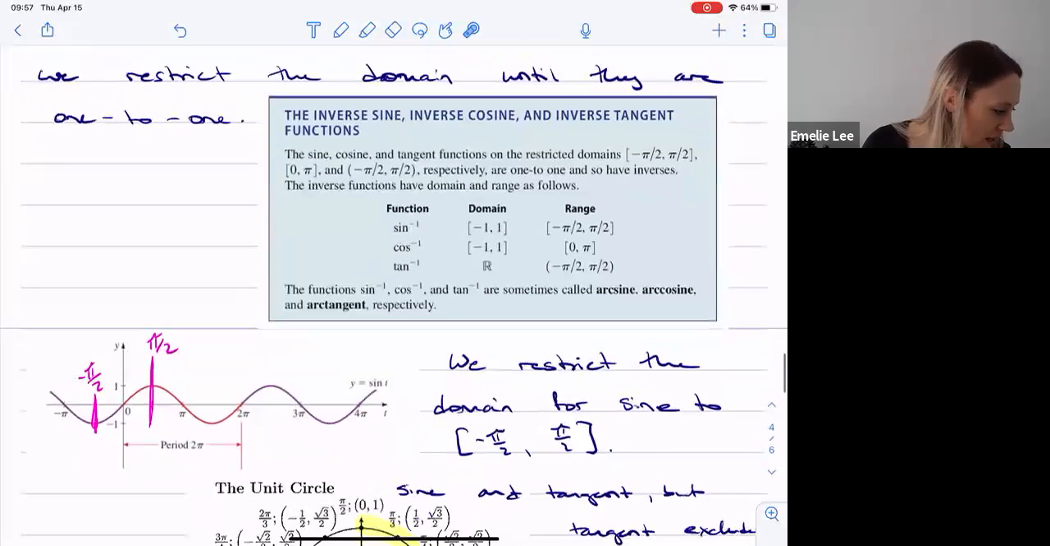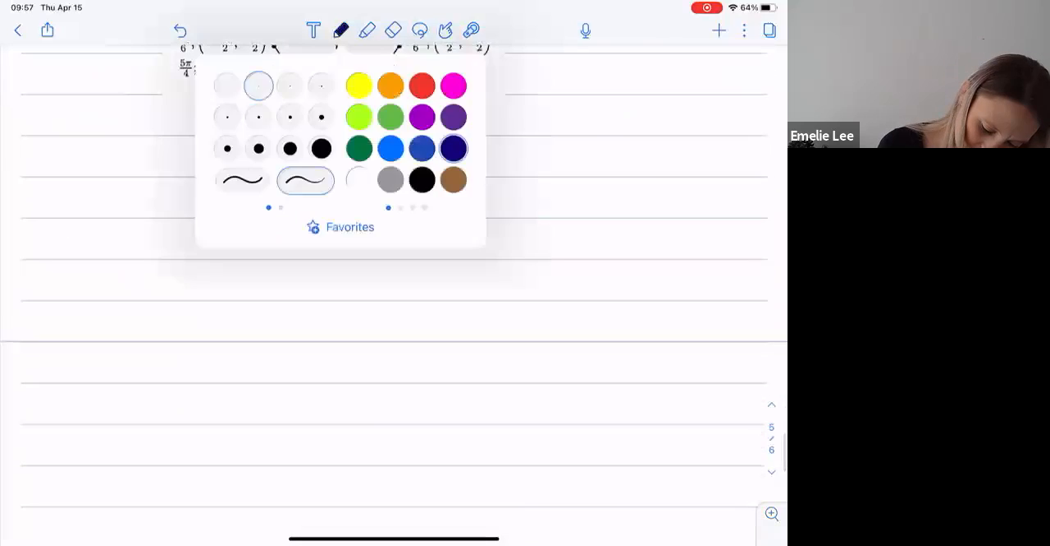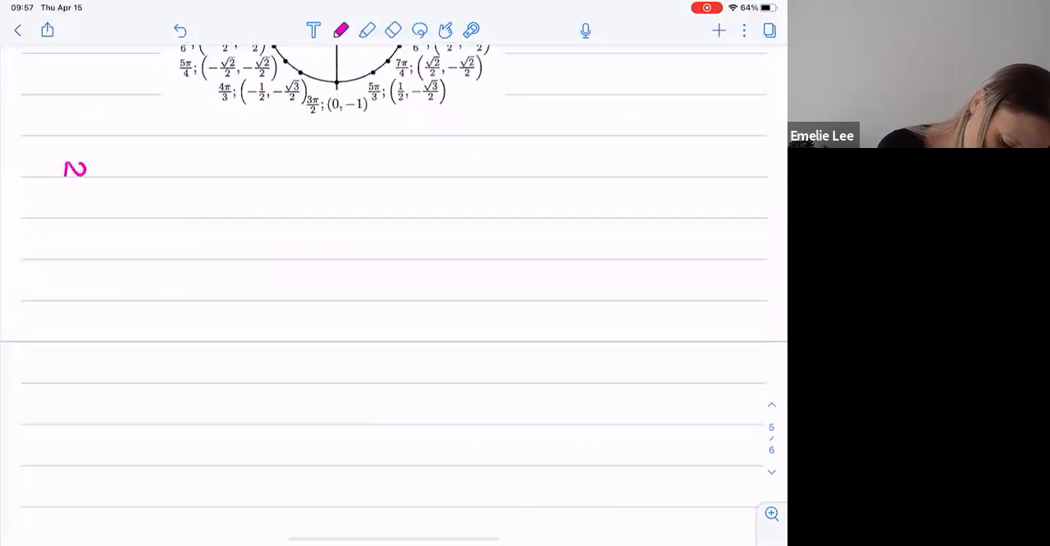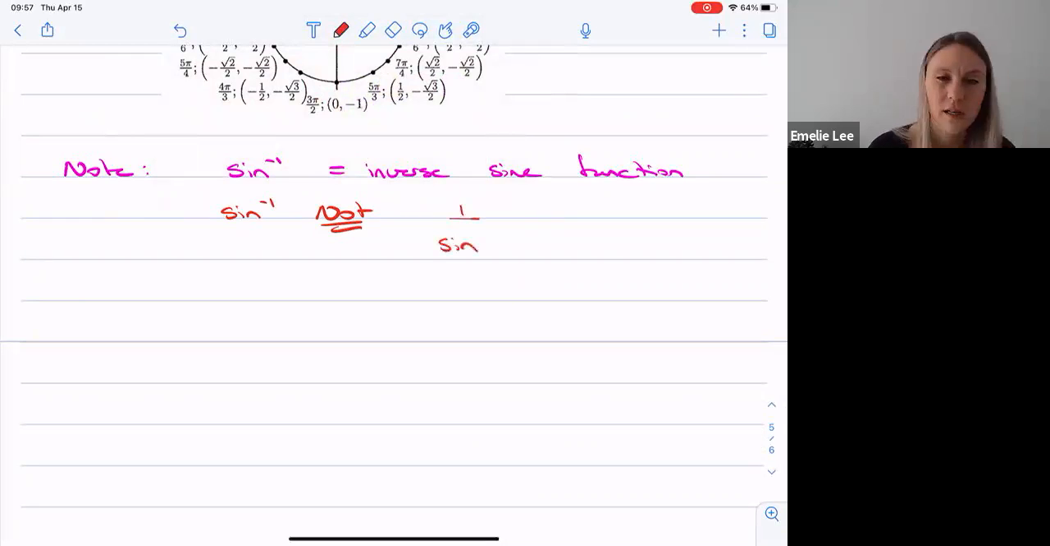One thing that I will say is note, sine to the -1 is the inverse sine function. It is not 1 over sine. That's really important.